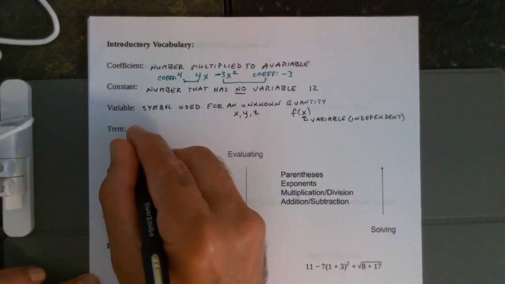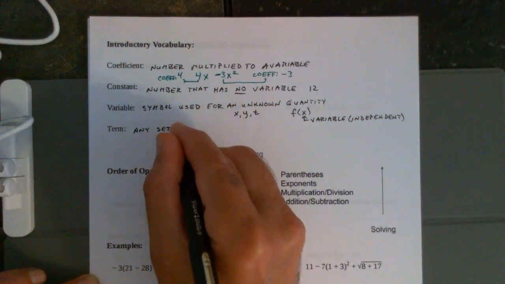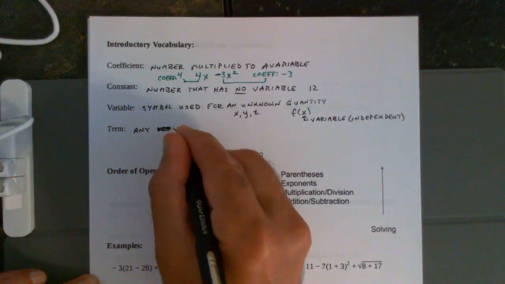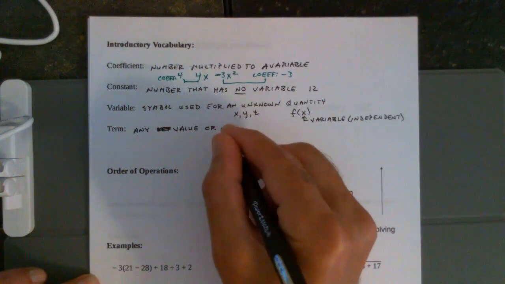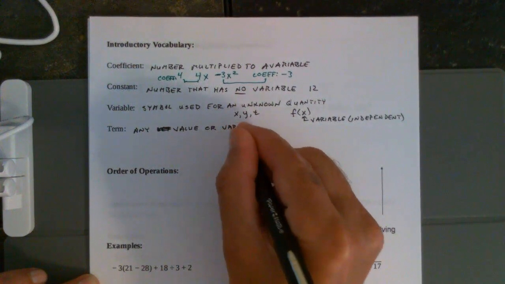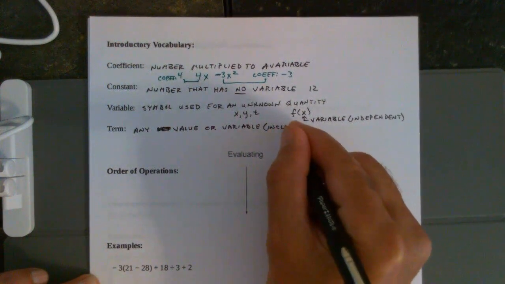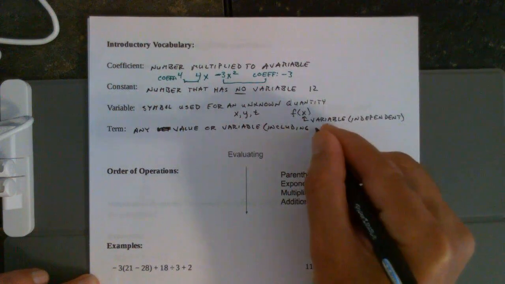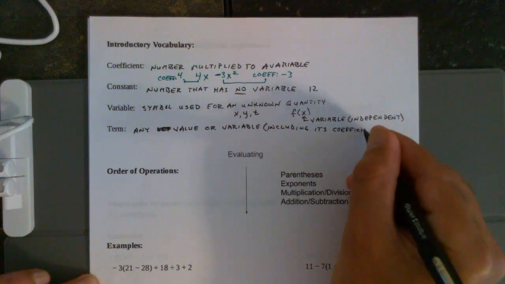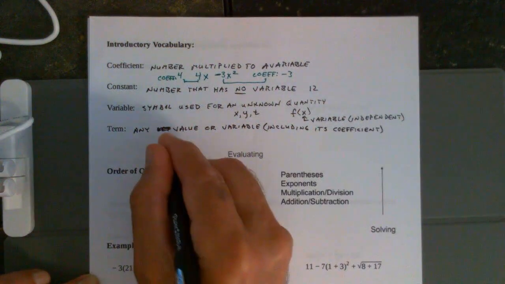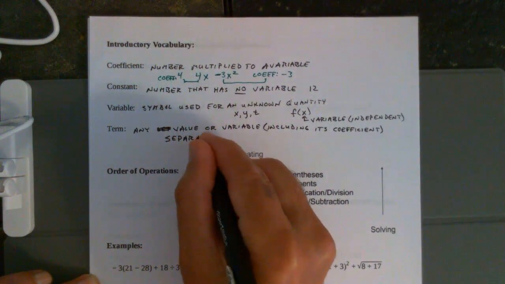Terms are any set of values, actually any value, singular, or variable, including its coefficient, separated by pluses or minuses, or equal signs if we have an equation.